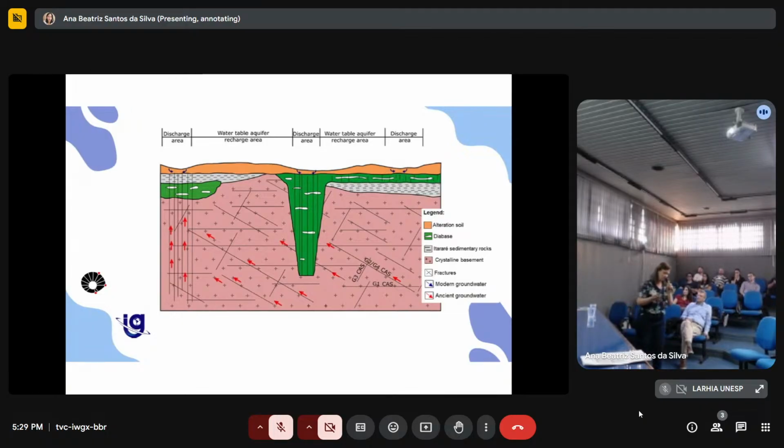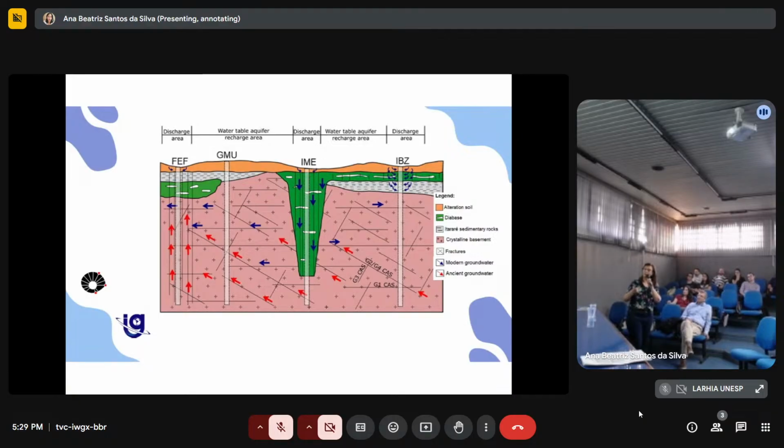And after we constructed the wells and started using the water for the population there, we changed the system. And nowadays, what we have there also depends on how the wells were built. But one of the wells gives us modern water. This is this well, IBZ, because it has filters in this area. So here we're really using modern water. And in this well, we have various ages. We have modern water and old water, a mixture.